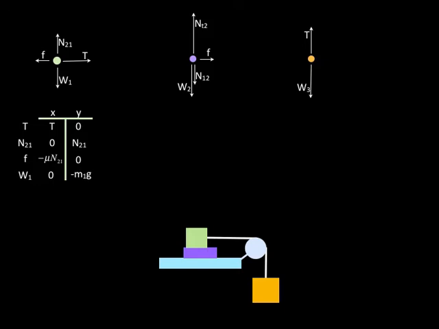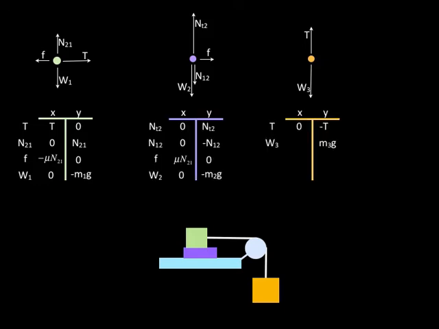We need to make similar tables for mass 2 and for mass 3 as well. The one thing to pay attention to is to notice that for this problem, we said that the positive x direction was going to be the direction that each of the masses were moving. That means that for mass 3, the weight is pointing in the positive direction because it is moving in the downward direction, the same direction as gravity.